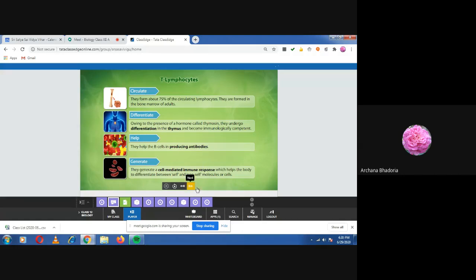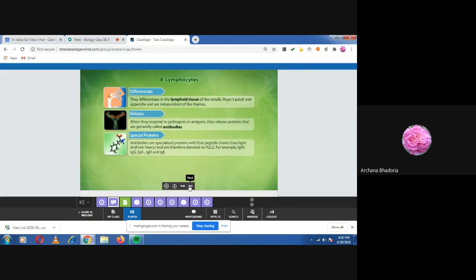And what type of the immune response do they generate? Cell-mediated immunity. Cell mediated immune response. Okay, noted everyone? Okay, shall I take up the next one? हाँ, जल्दी जल्दी करते जाओ, शॉर्ट में लिख लिया करो.